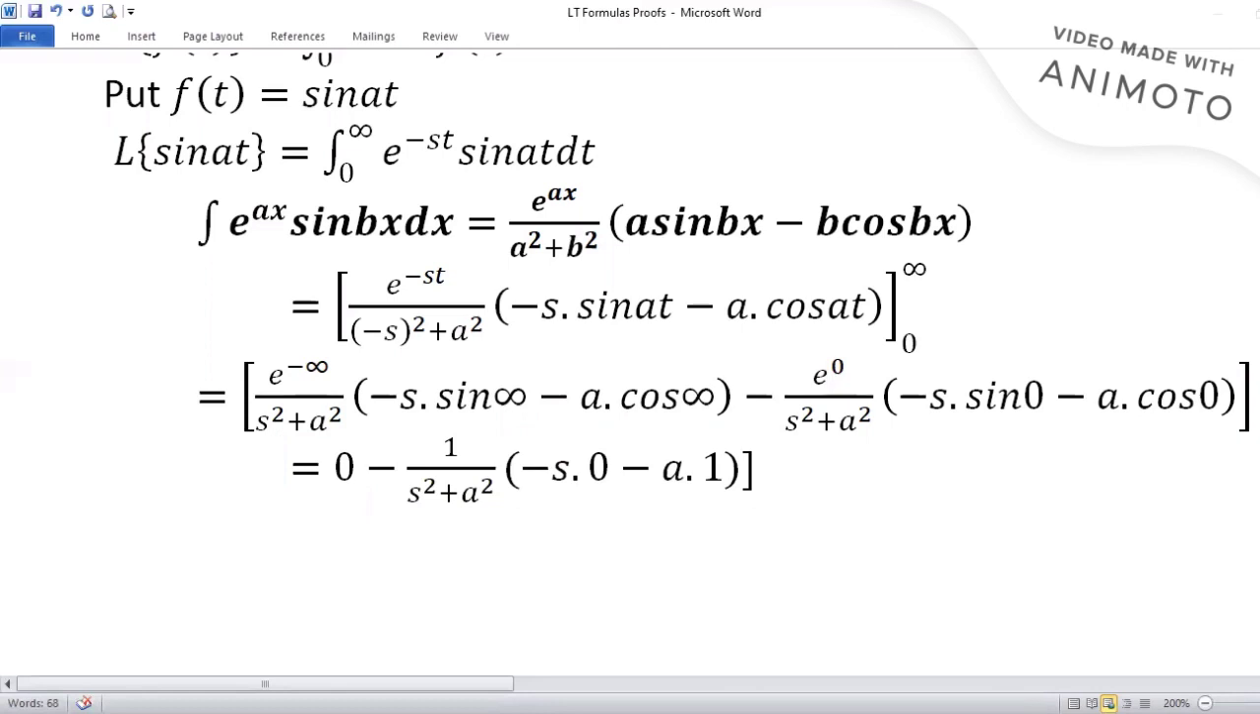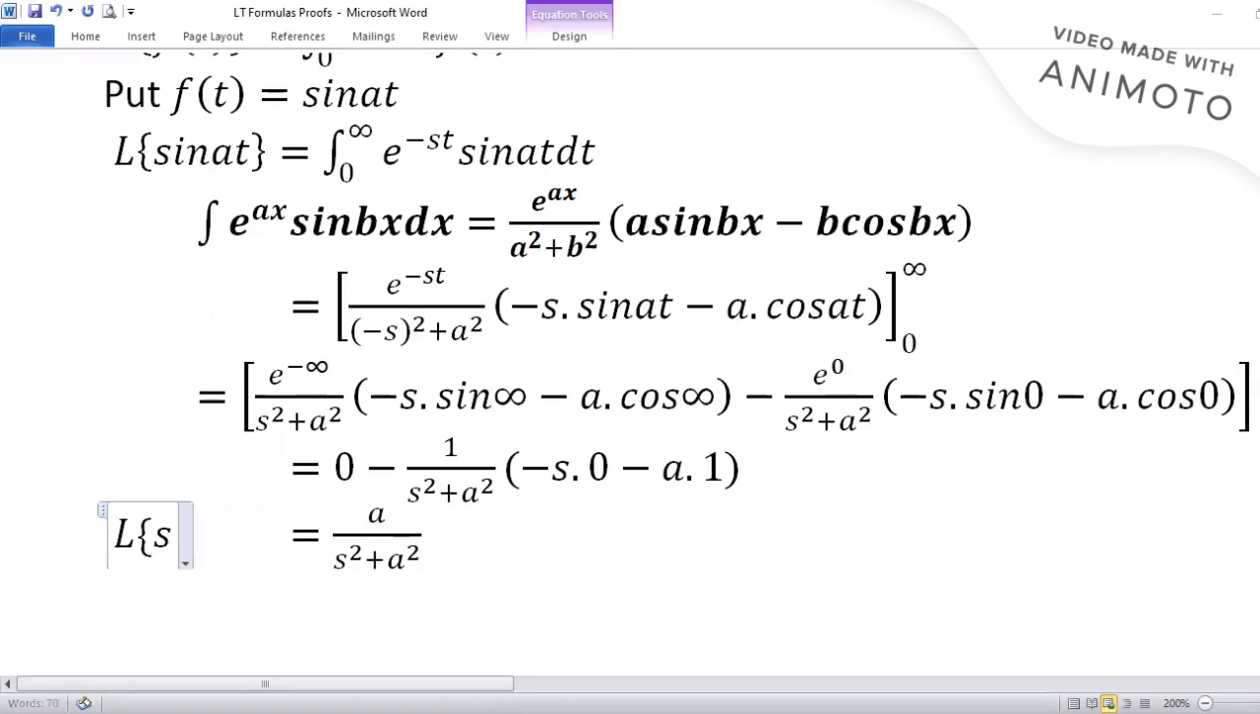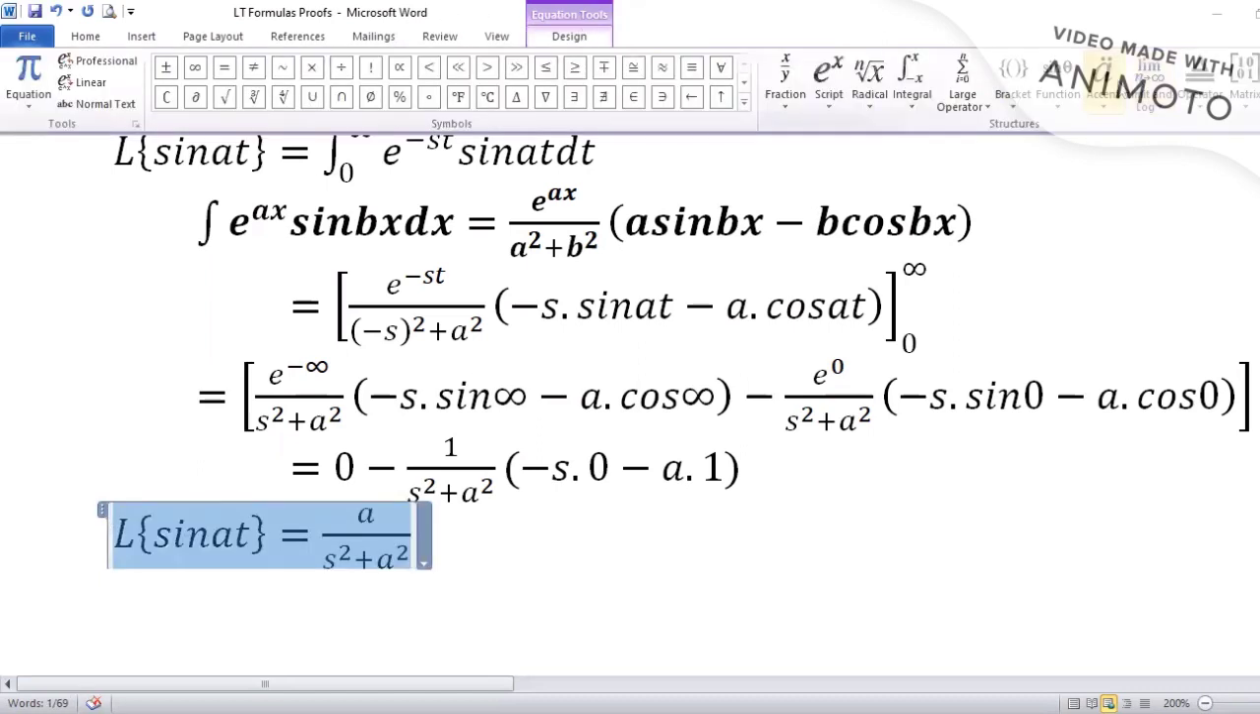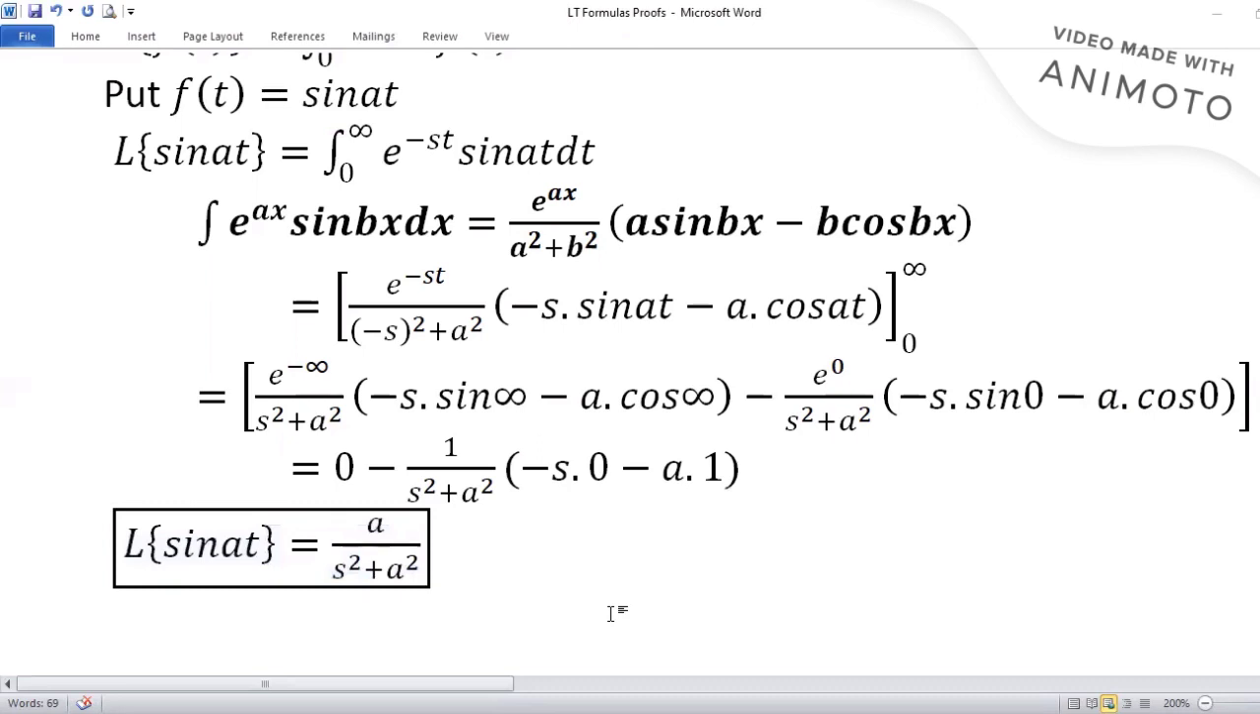So if we simplify them more, it becomes equal to minus minus plus a upon s square plus a square. So Laplace of sin at is going to be a upon s square plus a square. I'll highlight this: a upon s square plus a square.